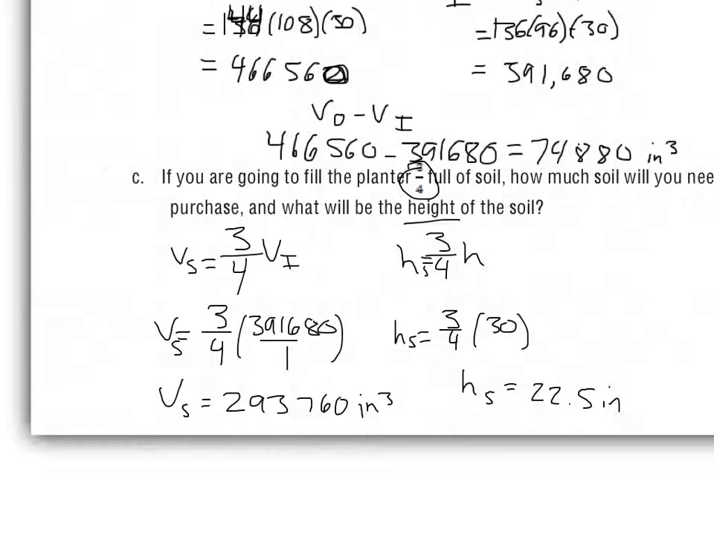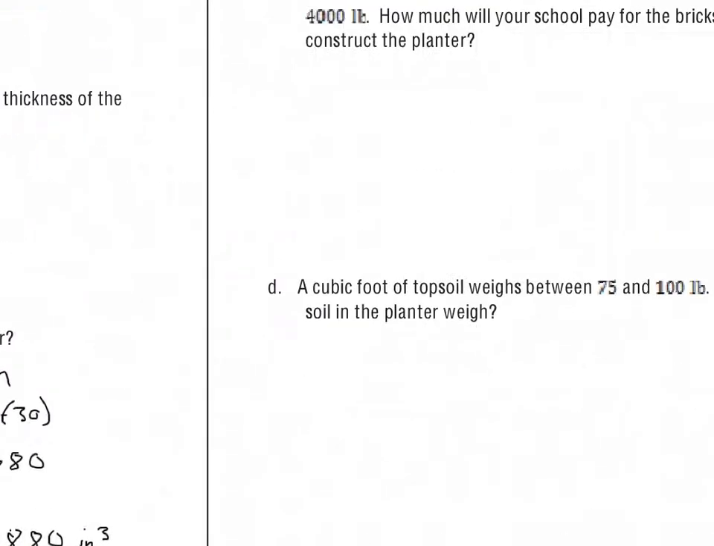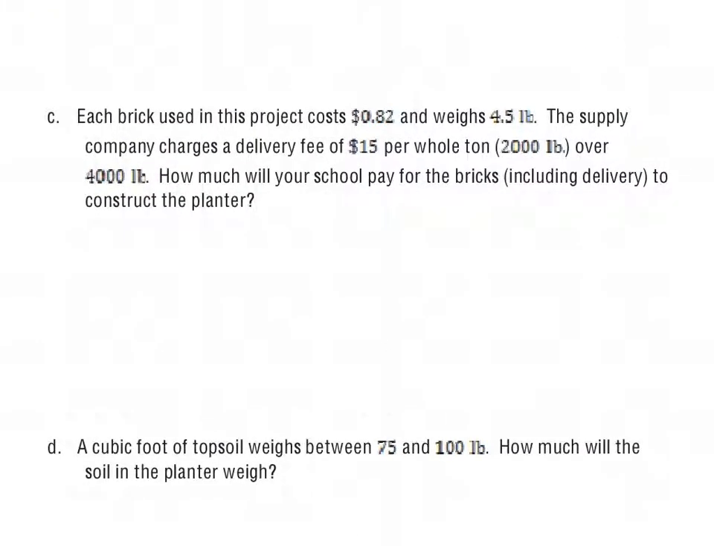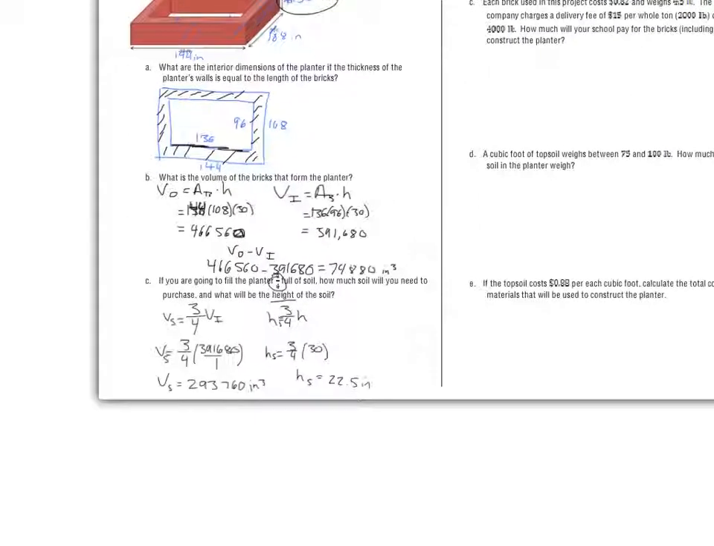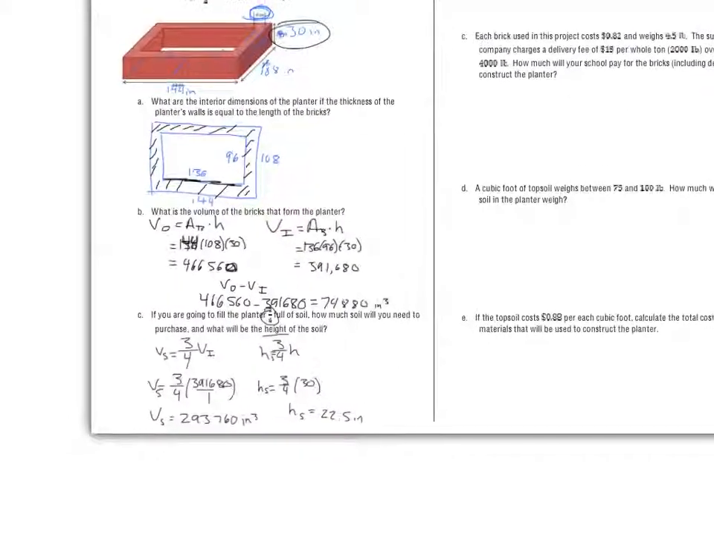All right, so that's kind of the major piece here. Now we're going to move on to some other ideas. It says each brick used in this project costs 82 cents. The company has a delivery charge of $15 per whole ton over 4,000 pounds. How much would your school pay for the bricks, including the delivery? So this means that we actually need to find out how many bricks there are going to be.